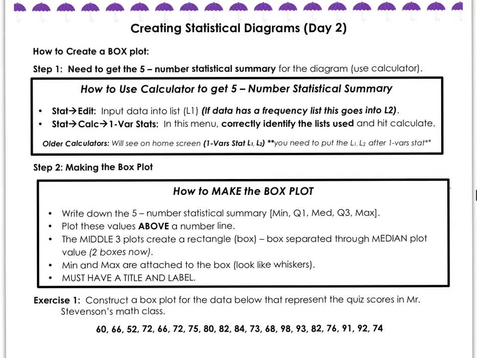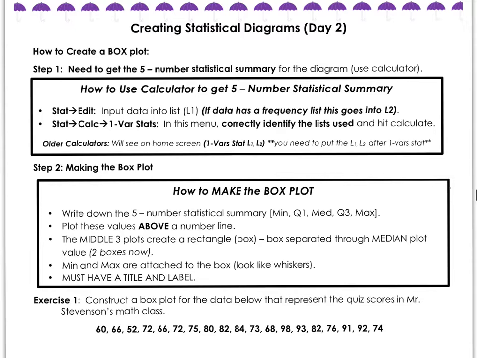Welcome to video 12.2. Today we're going to be talking about creating statistical diagrams. So specifically we're going to first start talking about how to create a box plot. The first thing that you need to do is get the 5-number statistical summary for the diagram using your calculator. And those 5 numbers are your minimum, Q1, median, Q3, and your maximum.